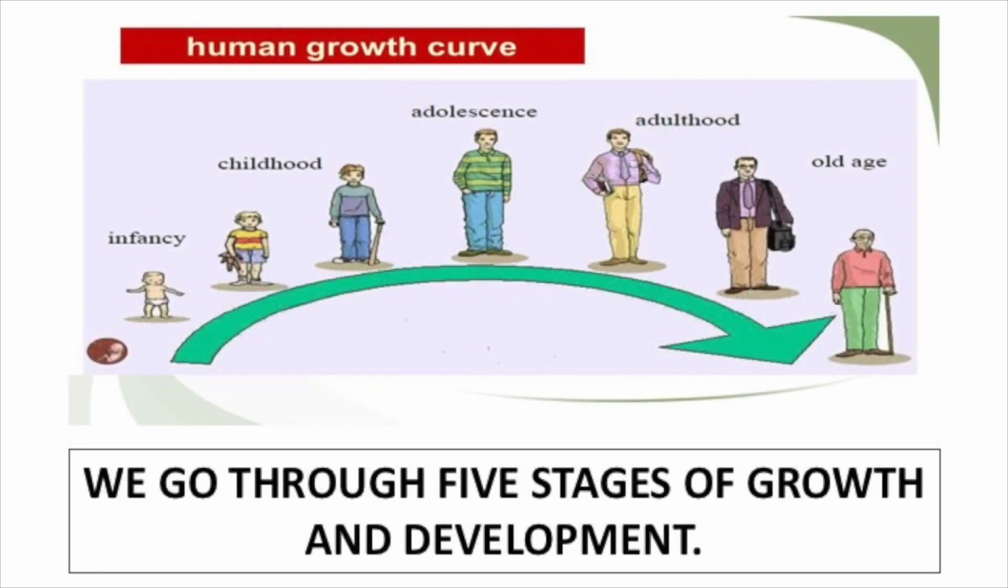Generally, we go through 5 stages of growth and development. And you can see them 5 stages here. Infancy, childhood, adolescence, adulthood, and old age. This is what we call the human growth curve. Yes, the different stages of our life cycle.